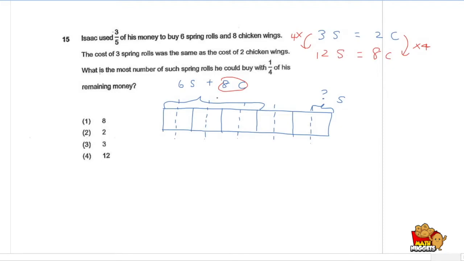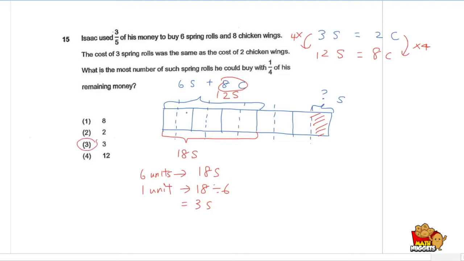So let me replace this with 12 spring rolls, which means for this 6 units here, it's actually 6 plus 12, 18 spring rolls. So if 6 units represents 18 spring rolls, 1 unit would be 3 spring rolls, which is this part that we want to find. He can buy 3 spring rolls.